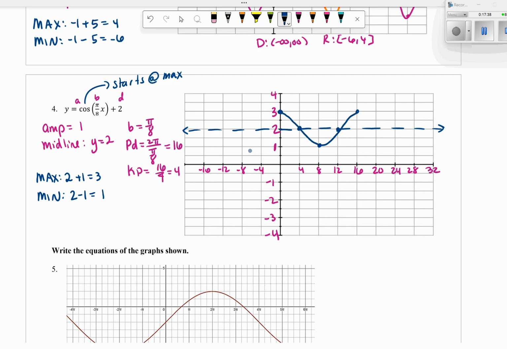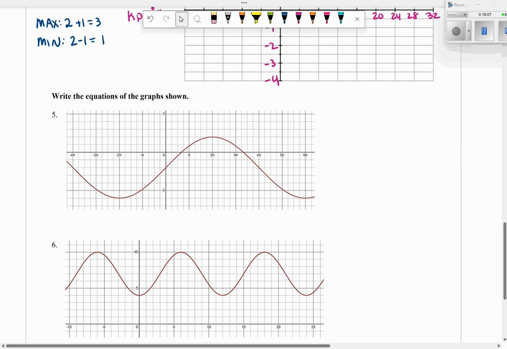Just remember I did my scale on the y-axis by skipping every other one. And then same thing. So that would be 2 cycles and 3. And then if we were to find the domain, it's always going to be all real numbers for sine or cosine. The range in this case comes from our max and our min, so 1, 2, 3.